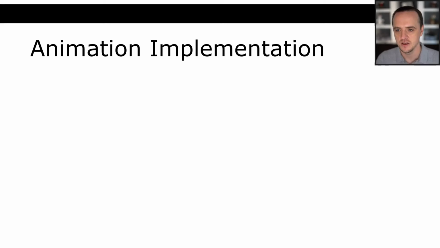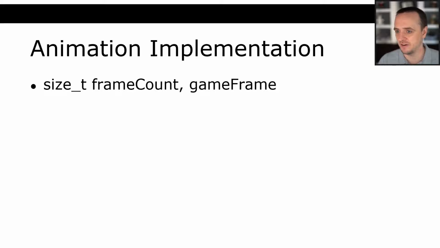We are going to have some variables. We're going to have a frame count. That's the number of frames of animation that this animation has. We are also going to have a game frame count. So game frame is essentially going to be the number of game frames that this animation has been alive, right?